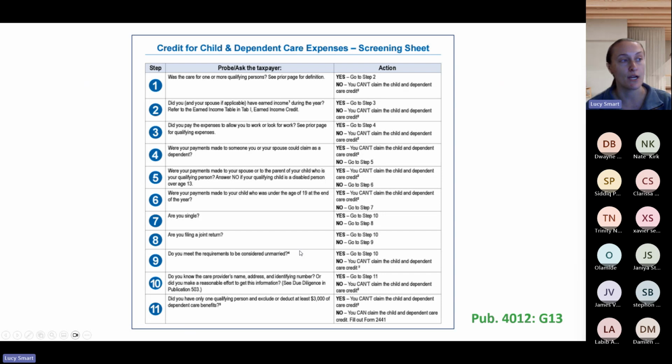Essentially, again, this means married filing separately cannot get this credit. Then, do you know the care provider's name, address, and identifying number? Yes, go to step 11. And did you have only one qualifying person and exclude or deduct at least $3,000 of dependent care benefits? This is not something we need to worry about. It's not something that comes up at our site. So as long as we get to number 10 and say yes, they can claim the child and dependent care credit.